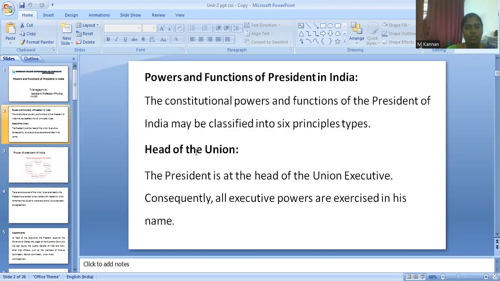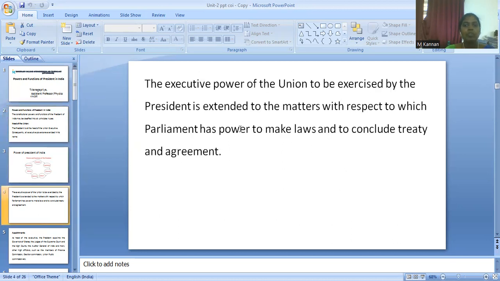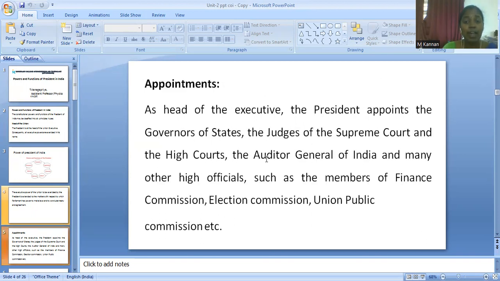Head of the union. Since the President is at the head of the union, all the executive powers are exercised in his name. The executive power of the union to be exercised by the President extends to the matters with respect to which Parliament has power to make laws and to conclude treaties and agreements. Regarding the appointments, as the head of the executive, the President appoints the governors of the states, the judges of the Supreme Court and High Courts, the Auditor General of India, and many other higher officials, such as the members of the Finance Commission, Election Commission, and Union Public Service Commission.